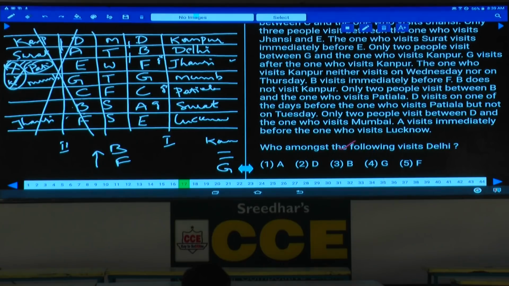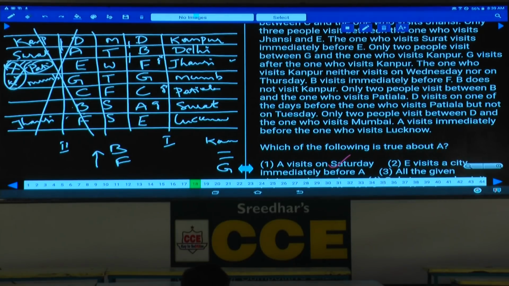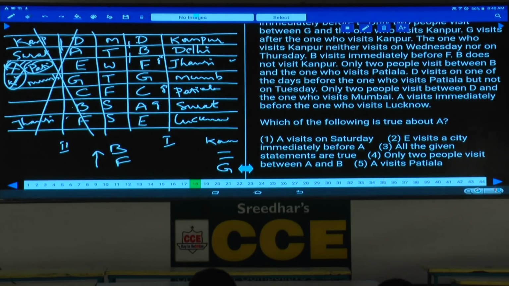Question number 17: who among the following visits Delhi? Tell me, who is the person visiting Delhi here? B. B is given in choice 3. And question number 18: which of the following is true about A? A visits on Saturday is definitely true, that is choice 1. Question number 18, choice 1 is the answer.